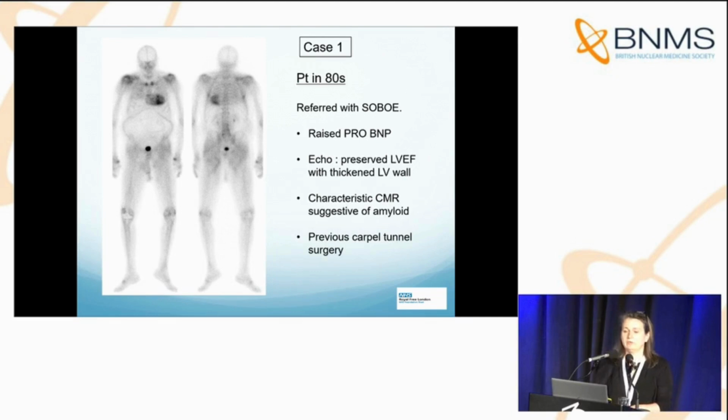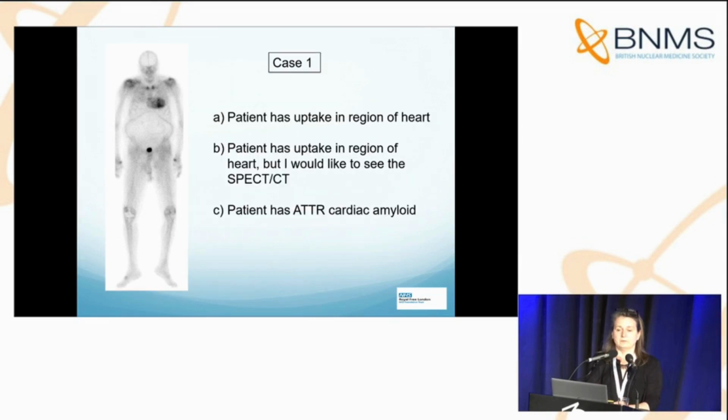So, case 1, a gentleman in his 80s, referred with shortness of breath. On examination, some of the markers were elevated, the pro-BNP, which is a marker of heart failure, with a characteristic echo and also cardiac MR, and also a previous history of carpal tunnel, which is actually very common in our patient group. So, I'm going to read these out, and I'd like you to put a show of hands up. Choose the most appropriate, so some may be correct, but I'd like you to choose the most appropriate. It's like going back to those A-level questions again.